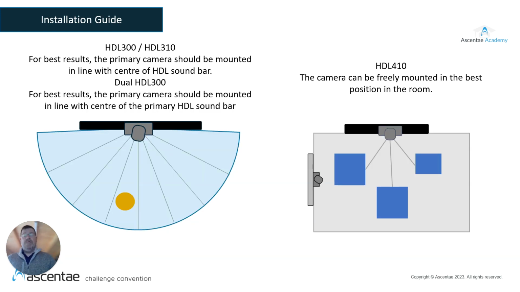Now again, we've already covered this, but I'd like to repeat it because it is important. For the HDL 300, 300 dual and 310 systems, we strongly recommend you position the camera in line with the center point of the primary soundbar. That's the one plugged into port 1 on the Nureva Connect module. Typically, this means that the camera and soundbar will be in line with the main screen in the room. Not always, but typically.